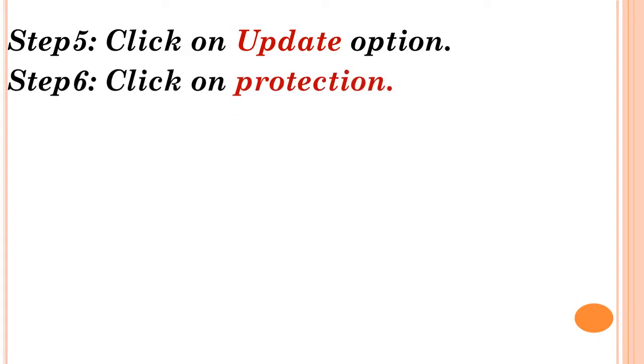Step 6 is about click on protection. What is the meaning of protection? Protection is used to protect your system, right? Here also same thing. After you click on protection, right, you will get one window. In that window, so many areas it will show where you need a protection. If you need a protection in that area, you can click using a mouse pointer.